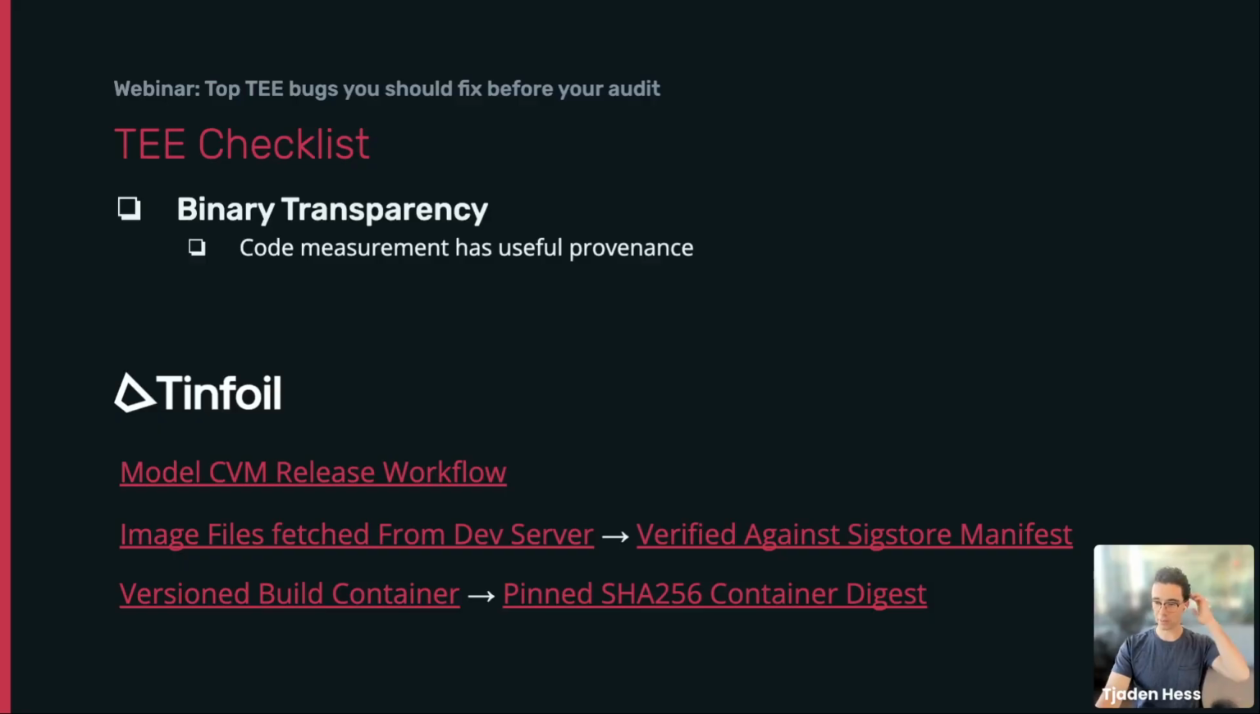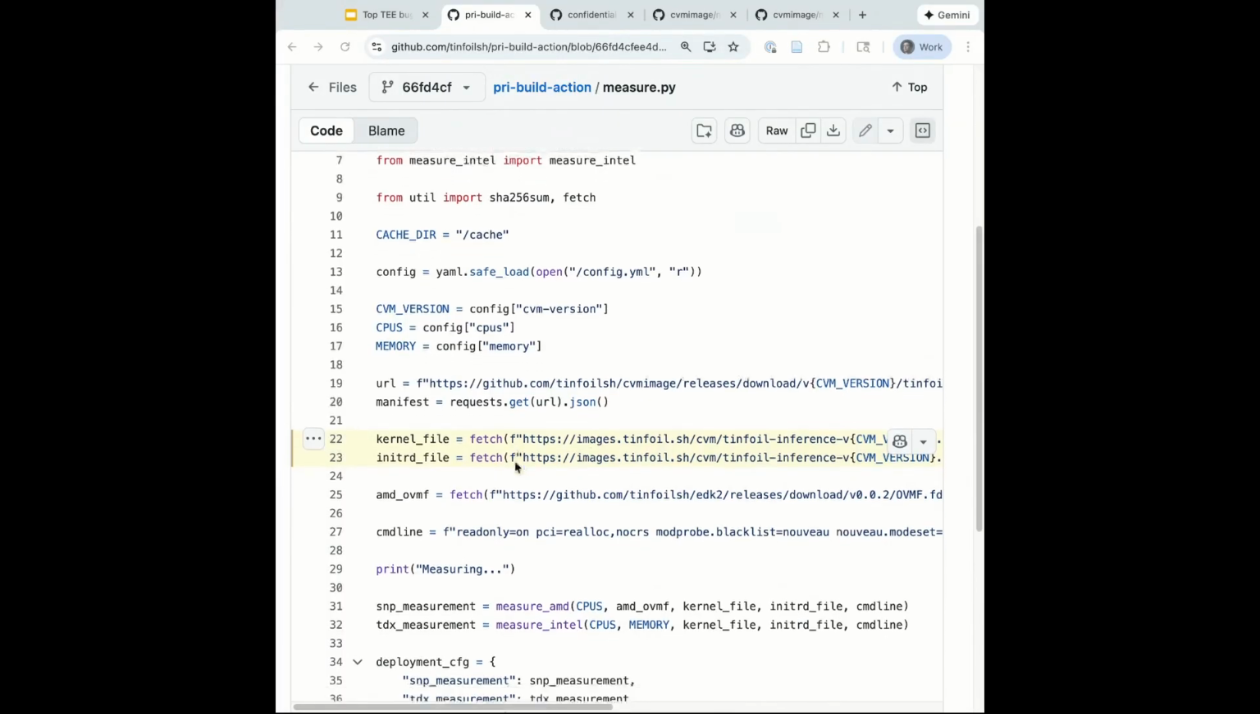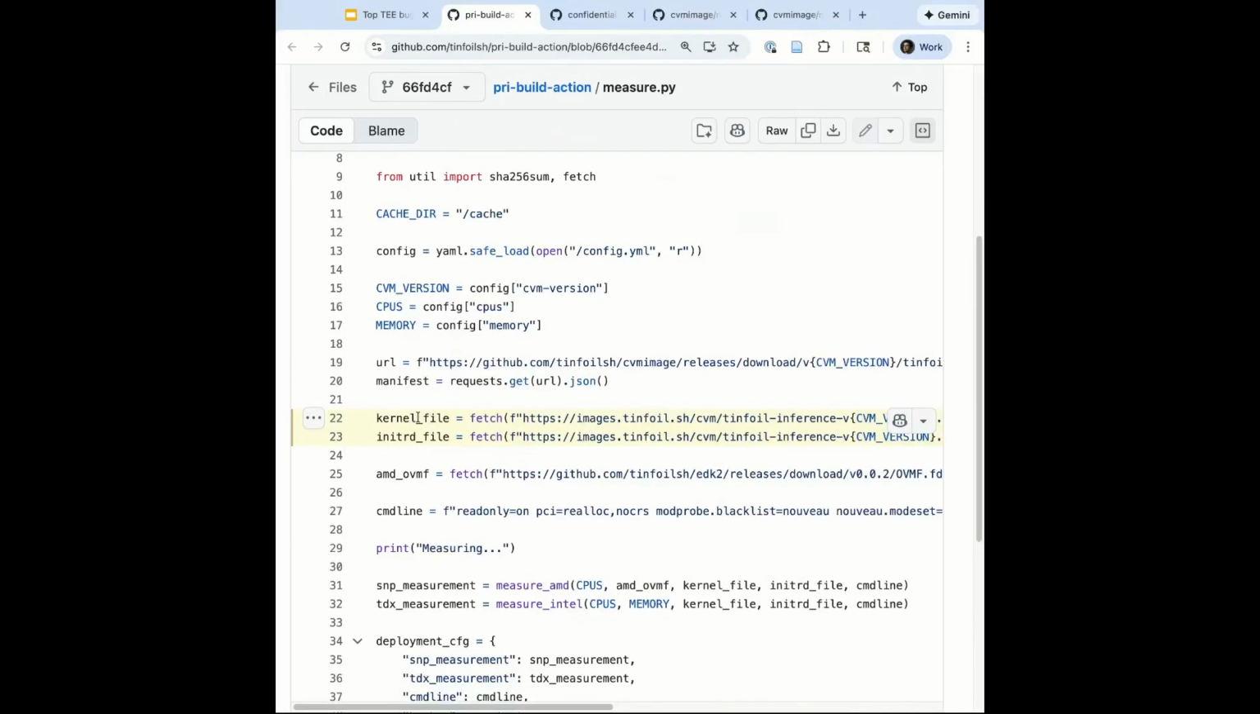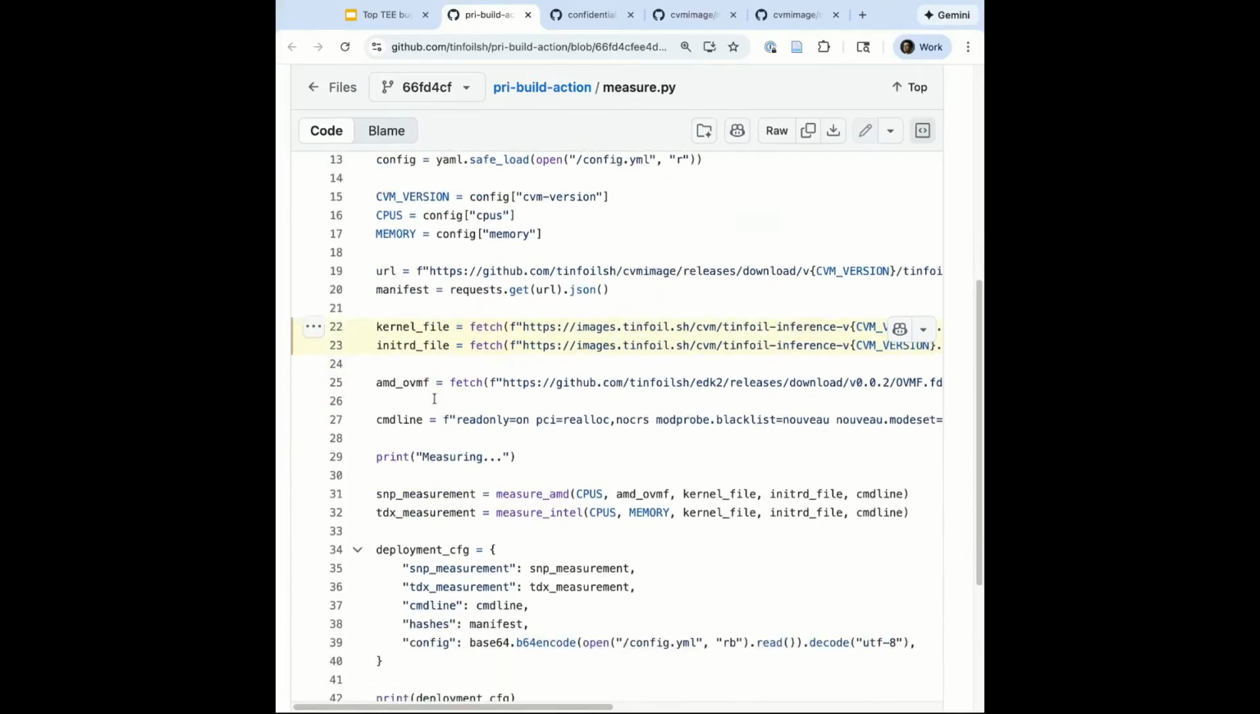And so we found a couple of interesting issues in the way that this is handled. For one, when doing this measurement in preparation to post it to the transparency log, the build process actually fetches the kernel and initRD file from this images.tinfoil.sh server. So when the image is built, it gets uploaded to the server, and then when the attestation step happens, it gets downloaded from the server. And in the middle of there, Tinfoil devs could have swapped the image out for a malicious image, for example.